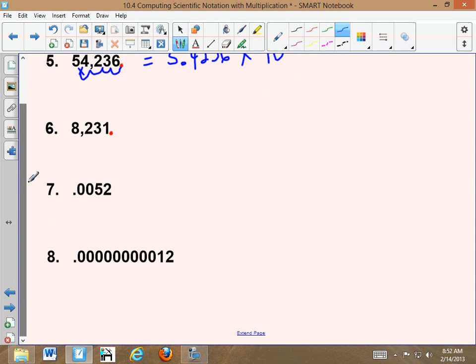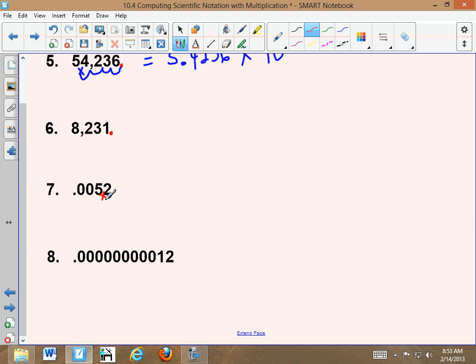Let's look at number 7. Number 7, my decimal is here. Where does my decimal have to be for scientific notation? Between the... Right, so between what two numbers here? The 5 and the 2. It has to be to the right of the first number. These are all zeros. They don't count as numbers. They're just placeholders. So it has to be between the 5 and the 2.